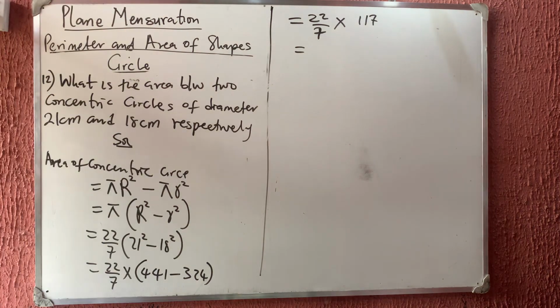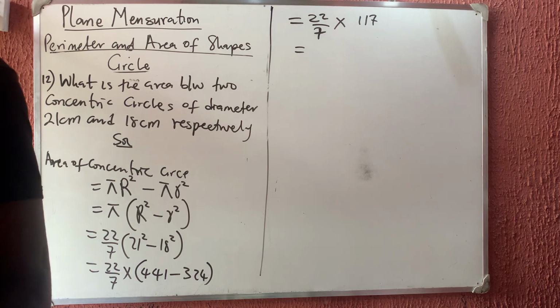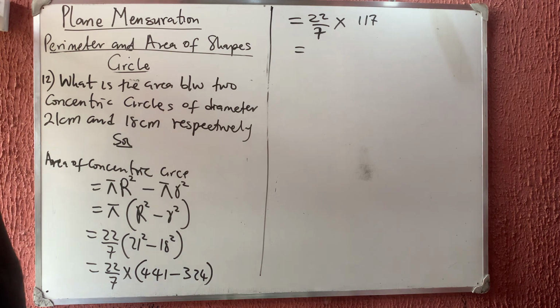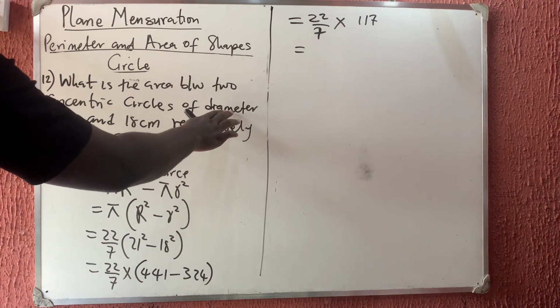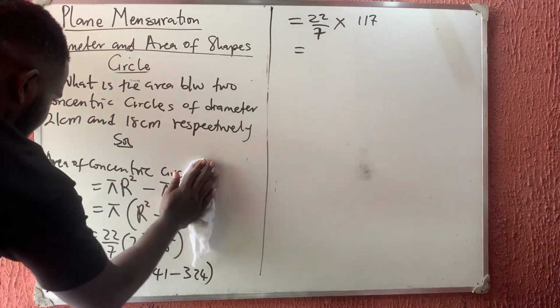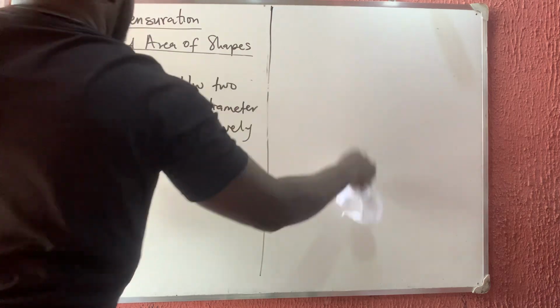So if I multiply by 22, then divide it by 7. So I'm having... Sorry, I think there is a mistake somewhere. Sorry. The problem we had was the radius we are using. What they gave us here was diameter, and we are using this as radius. So this calculation is very wrong. So it should be, let us get the radius.